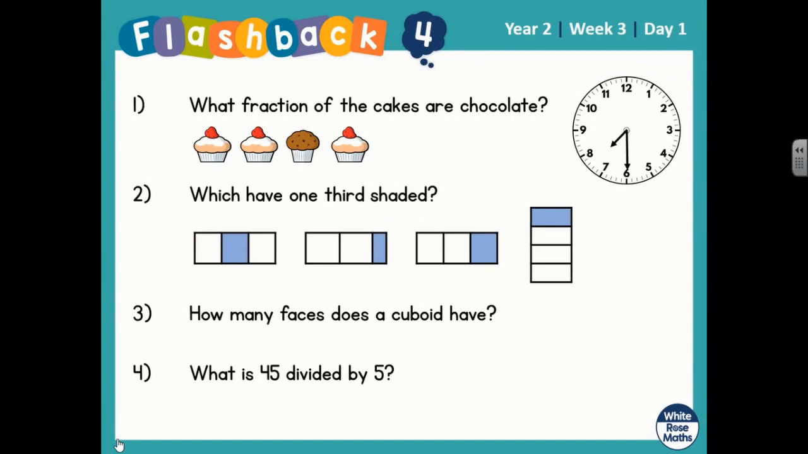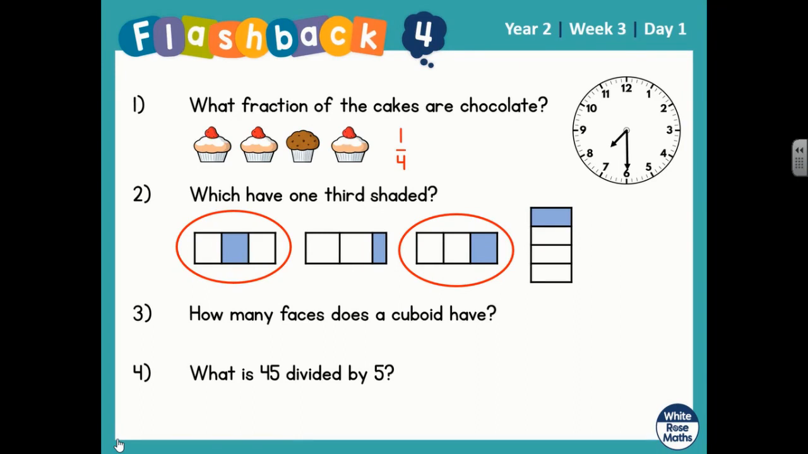How did you get on? So the first one, 4 equal parts, and one of those parts is chocolate, so 1/4. Second one, we're thinking about equal parts again. Now that second one doesn't have equal parts, so that can't be a third. And the final one has 4 equal parts, so it's not thirds if it's 4 equal parts. So that leaves those other 2, and they've got 1 shaded out of the 3 equal parts. Doesn't matter which one is shaded, still 1/3.